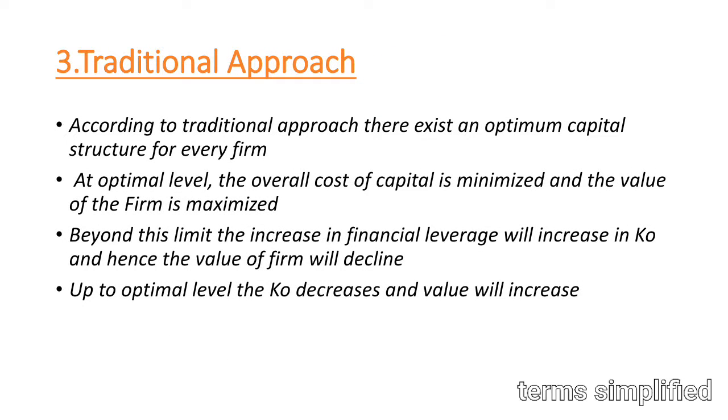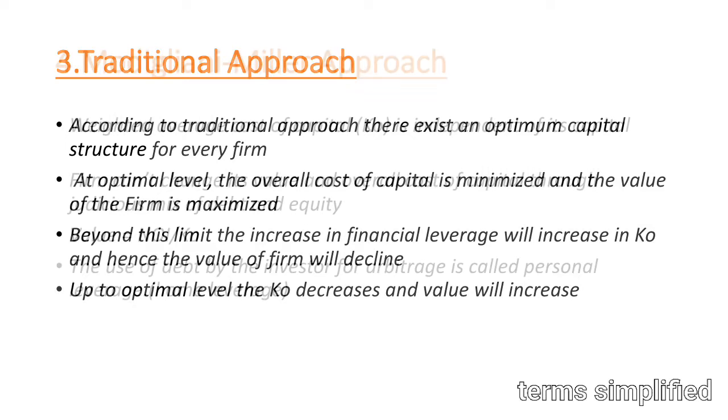3. Traditional approach. According to the traditional approach, there exists an optimum capital structure for every firm. At the optimal level, the overall cost of capital is minimized and the value of the firm is maximized. Beyond this limit, an increase in financial leverage will increase the cost of overall capital, and hence the value of firm will decline. Up to the optimal level, the cost of overall capital decreases and value will increase.